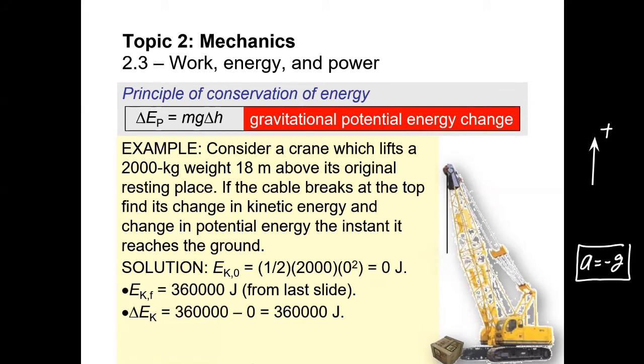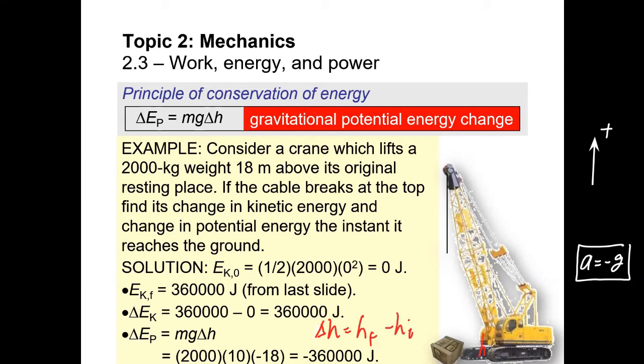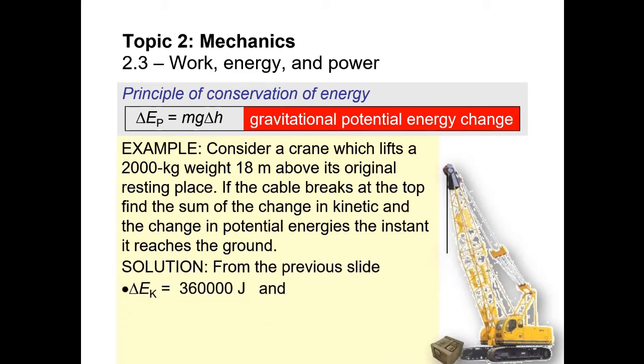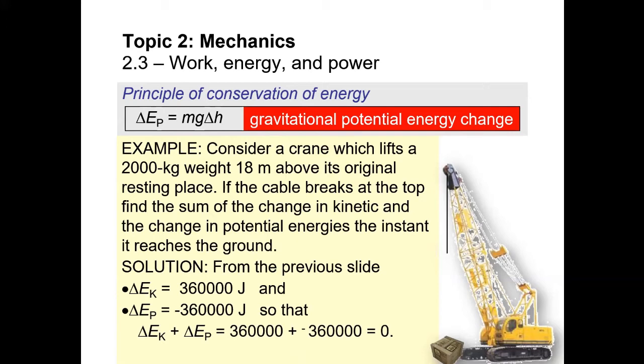Change in kinetic energy equals 360,000 joules, and change in potential energy equals mg delta h. Mass is 2,000, acceleration due to gravity is 10, and displacement is final minus initial. So delta h is final position minus initial position. Final position is 0. Initial position is 18 meters. So final minus initial equals minus 18. That gives us minus 360,000 joules. From the previous slide, the change in kinetic energy is 360,000 joules, and the change in potential energy is minus 360,000 joules, so the change in kinetic energy plus the change in potential energy equals 0.